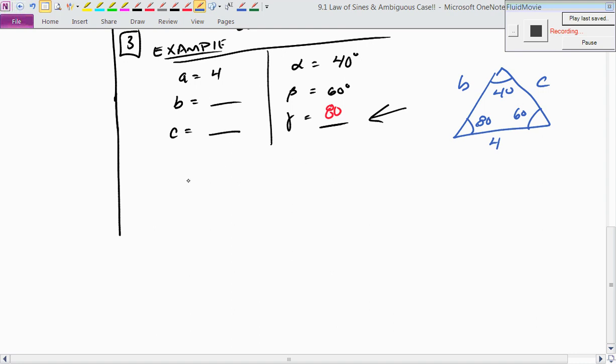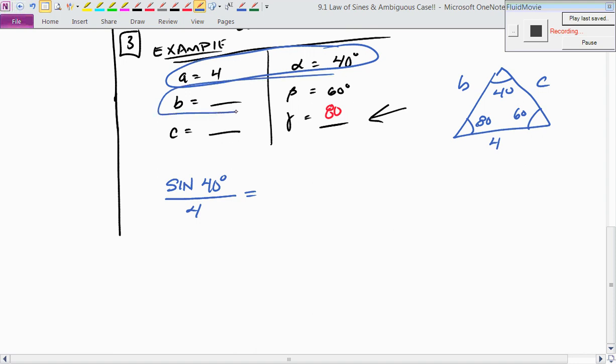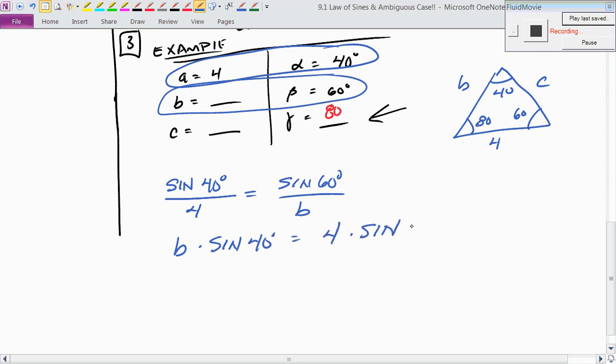Then from the sketch, we use the law of sines. We're going to use this pair here because it's given to us. I know that the sine of 40 degrees divided by 4 has to equal, and I can choose either one of these two, I'll choose this middle one, the sine of 60 degrees, all divided by B. And I can solve this for B. So I'm going to say B times the sine of 40 equals 4 times the sine of 60. And then, of course, we're just going to divide out by the sine of 40.